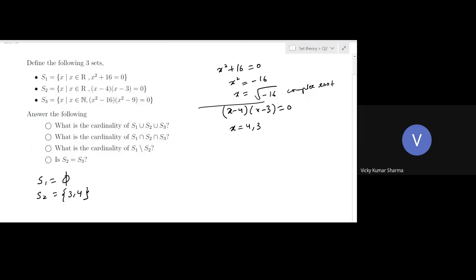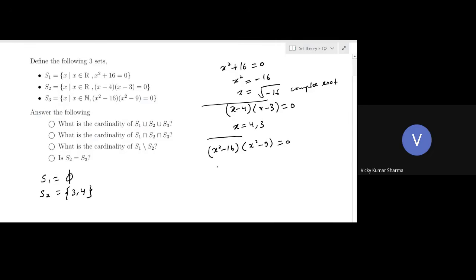Similarly, if I have to solve for S3, what does it say? Now x is a natural number, it's not a real number, so we have to pay attention to that. And look at this part. So this is going to be x square minus 16 times x square minus 9 equals 0. If I have to solve this individually, how can we write this? This can be written as x plus 4 times x minus 4, and this can be written as x plus 3 times x minus 3 is equal to 0.